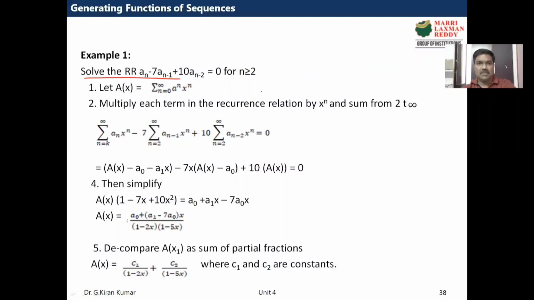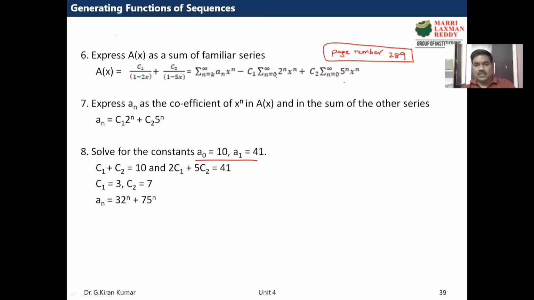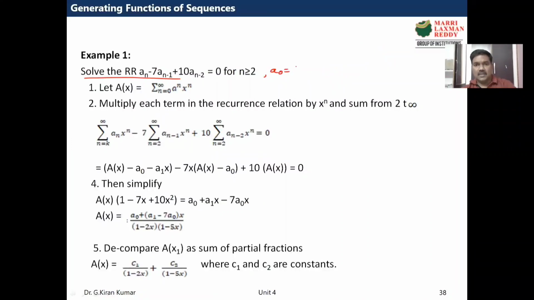Let's say these are the initial conditions. Let me write here. A naught is 10, and let's say A1 is 41. Let us say initial conditions are given. Now tell me, can you apply the characteristic roots equation method? Yes or no? Yes, sir. So tell me what is the answer for this? At least what is step one in the characteristic roots equation method?